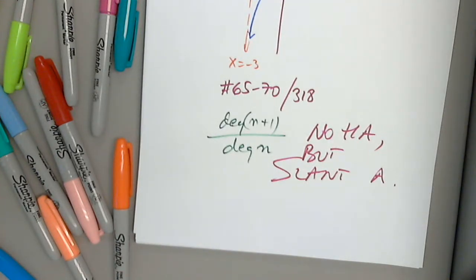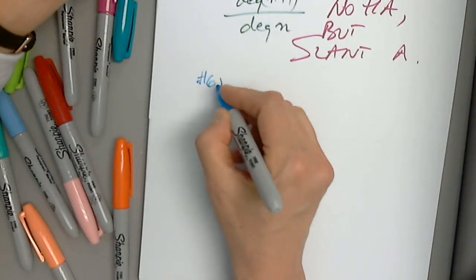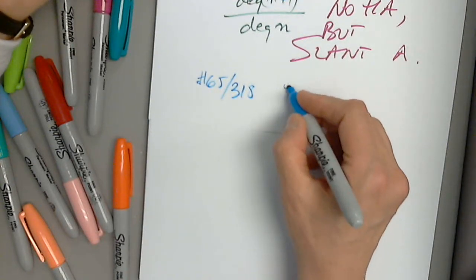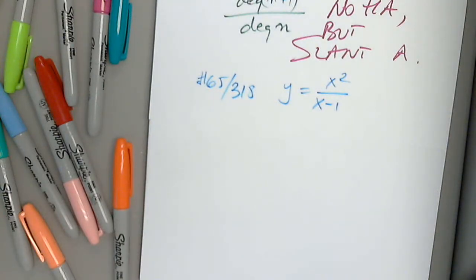Okay, so let's choose a problem. What about 65? A simple one. 65 on 318. So this is y equals x squared over x minus 1. So is this a rational function? What is the degree at the top? What is the degree of the bottom? Will it have a horizontal asymptote? No. It will not have a horizontal asymptote. This is the one that has a slant asymptote.